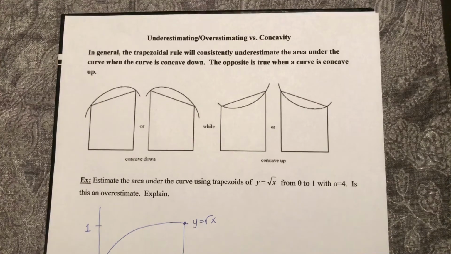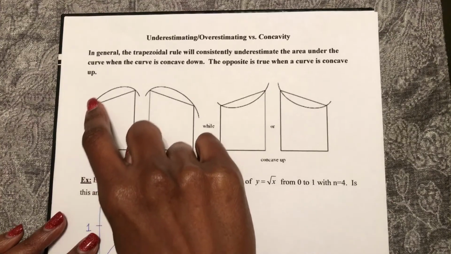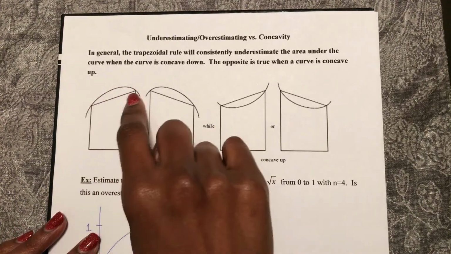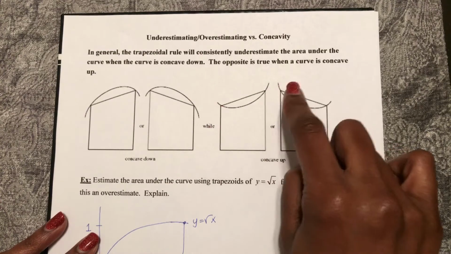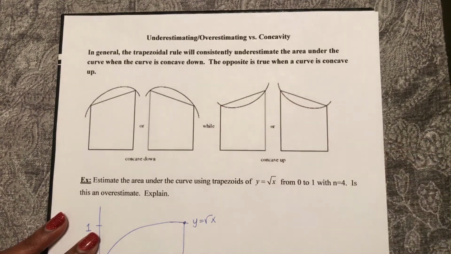So here in this example, we are going to use trapezoids to estimate that area under the curve. In general, a trapezoid rule will consistently underestimate the area under the curve when it's concave down. You can see here it's concave down. There'll be extra space in between that trapezoid and the curve. And if it's concave up, it'll dip into your trapezoid, making it an overestimate.